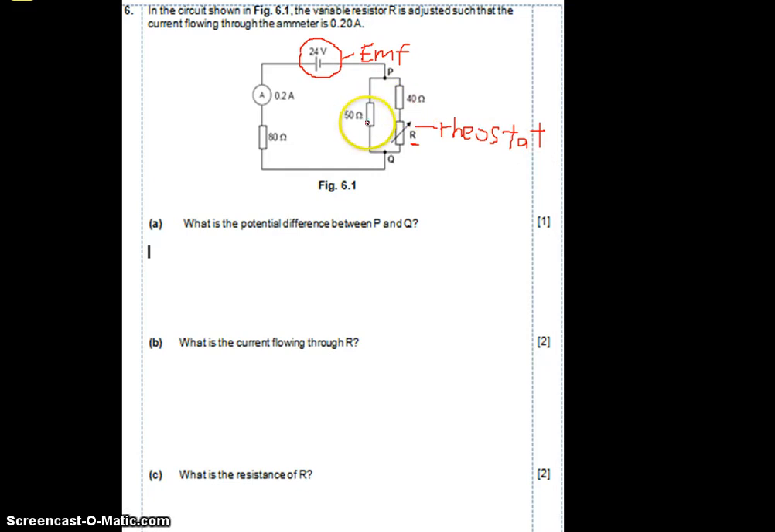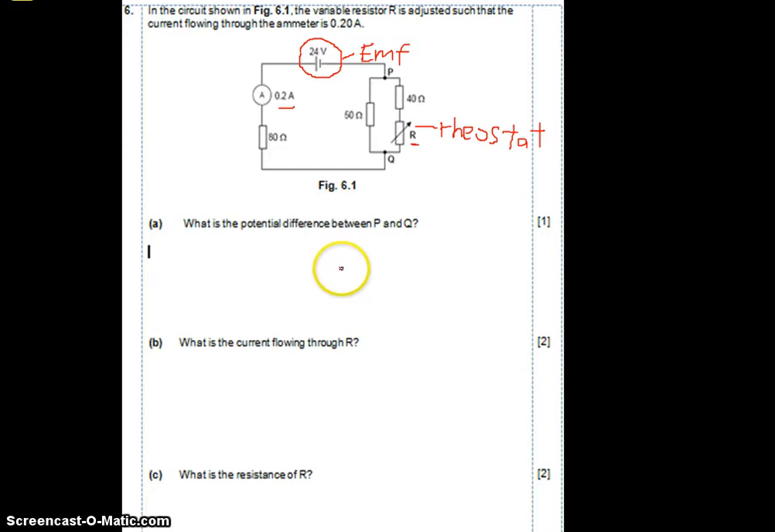Okay, and in a DC circuit sometimes it comes with ammeters like this, as well as voltmeters to give you readings at various parts of the circuit. So in this case the ammeter reads 0.2 ampere.